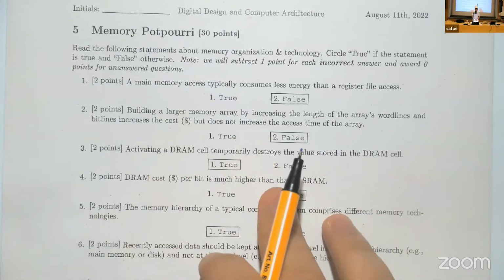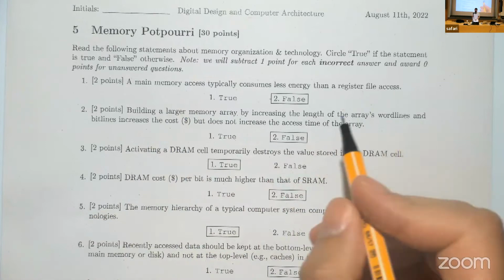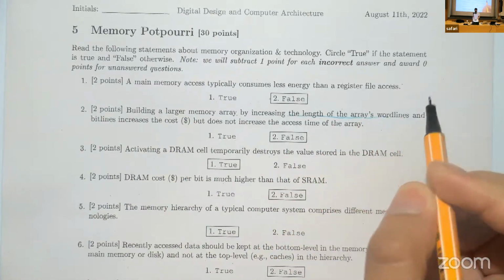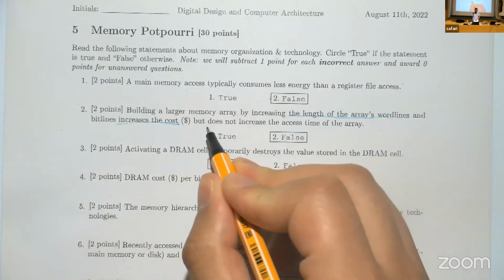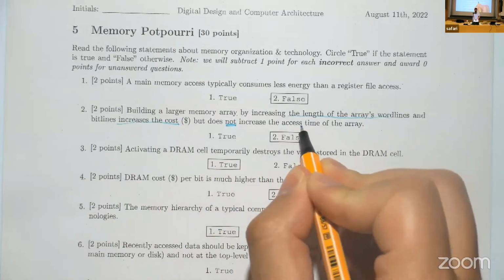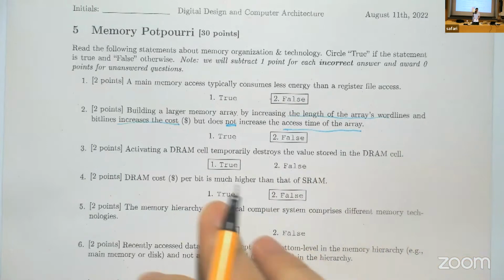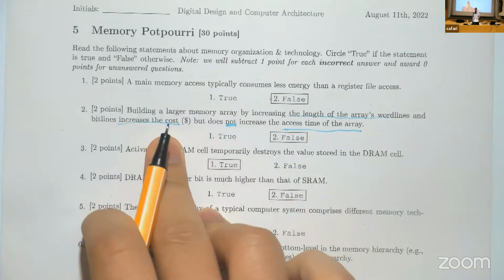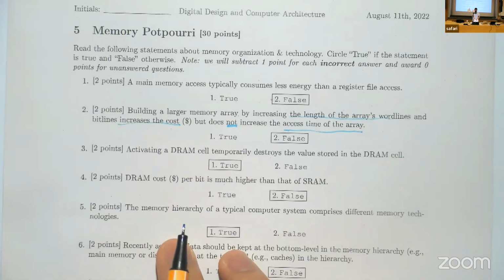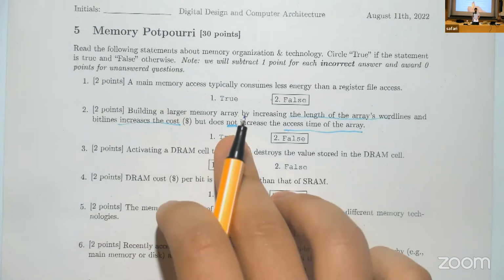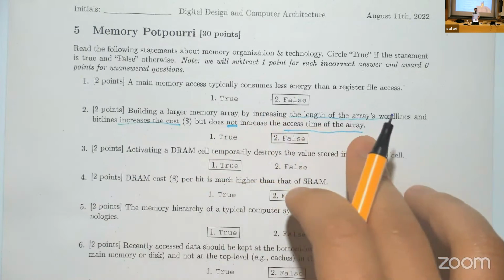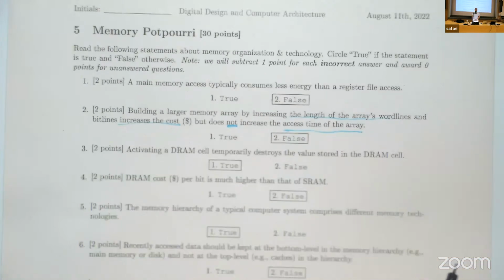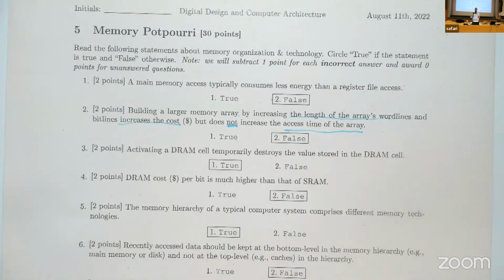The second is: building a larger memory array by increasing the length of the array's word lines and bit lines increases the cost, but does not increase the access time of the array. The first clause is correct, it increases the cost. But the second part is incorrect because increasing the length of the array's word lines and bit lines will increase the access time because we have longer wires to drive.